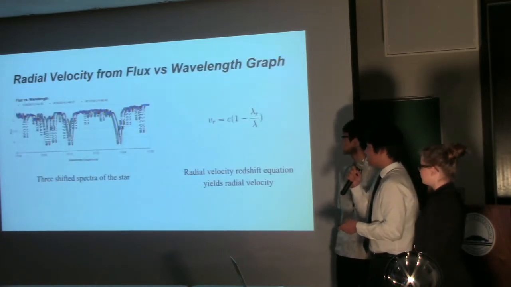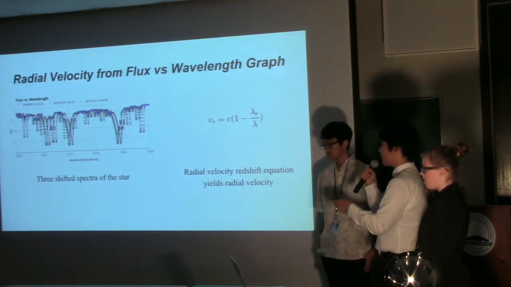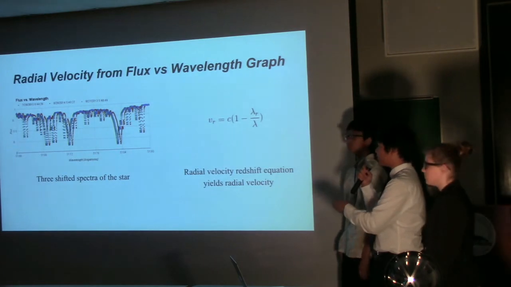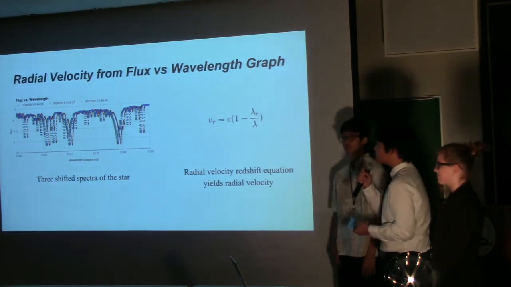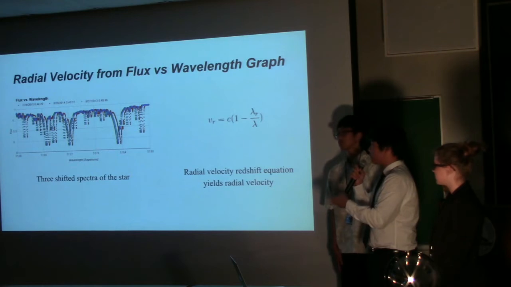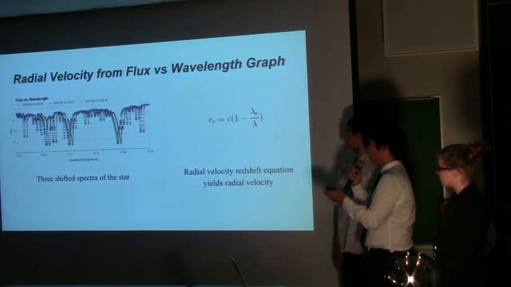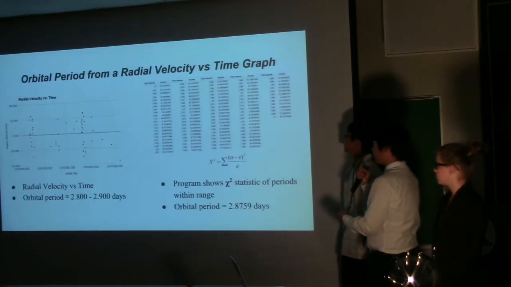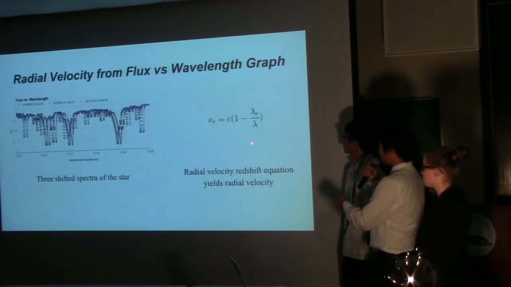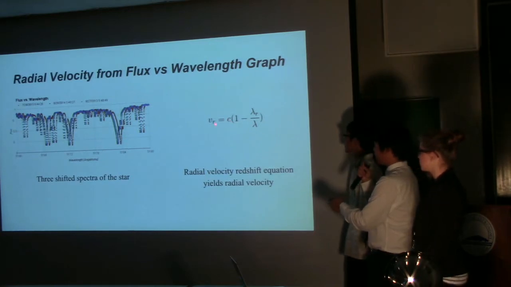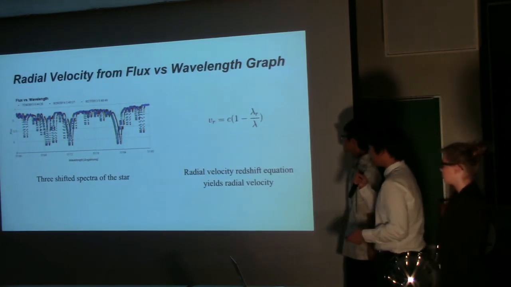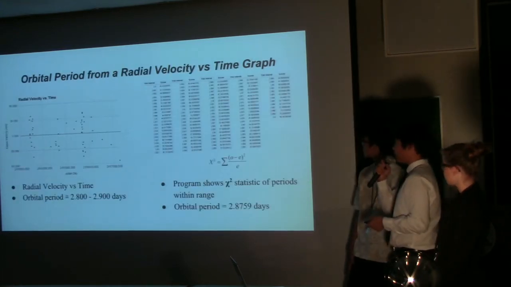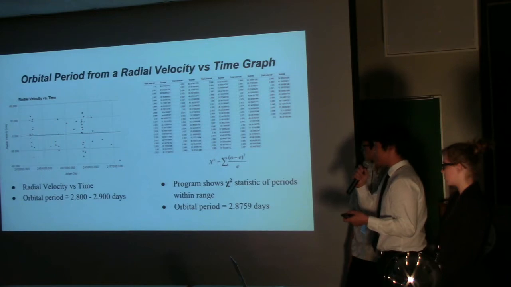So here we see one of the spectra that we collected. This spectra is from the Keck telescope, taken over 3 years, at essentially random points. From this spectra, we're able to find a wavelength shift, or a Doppler shift in this case. We plugged that into this formula over here, where we were able to calculate a radial velocity. Taking that radial velocity, we were able to plot it on a radial velocity time series.